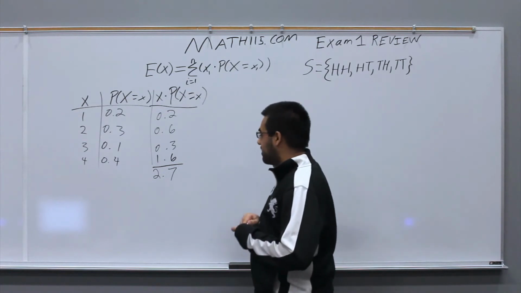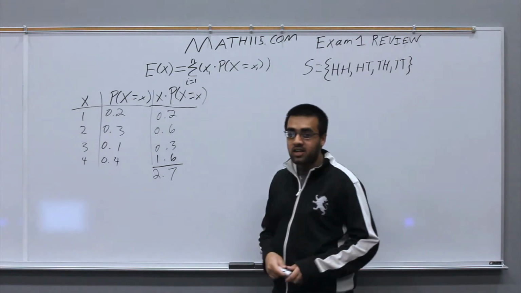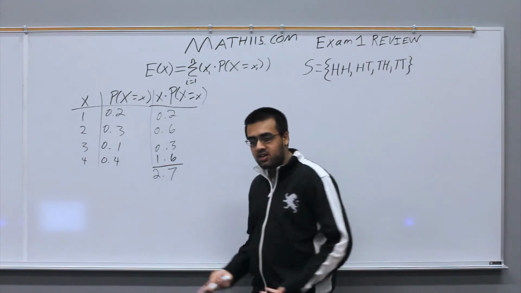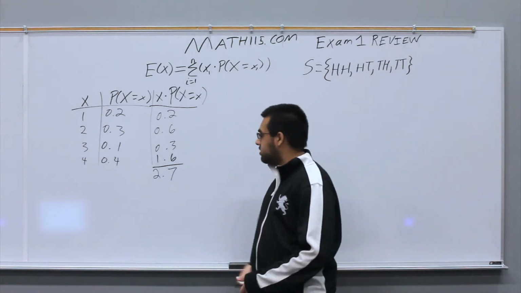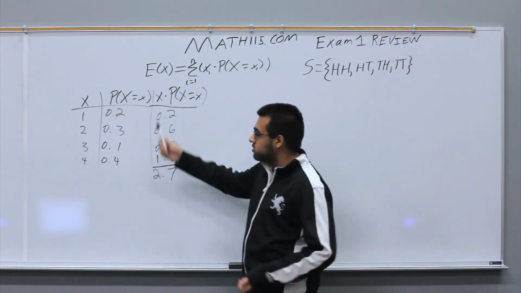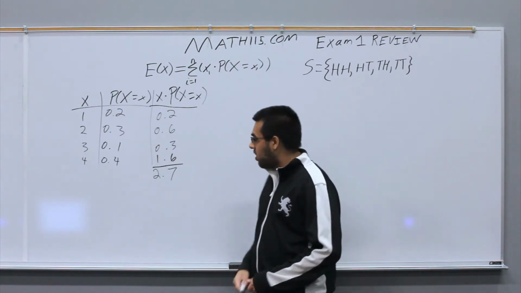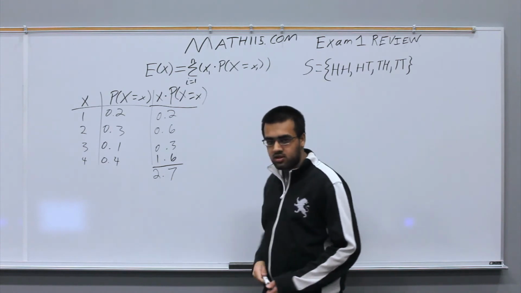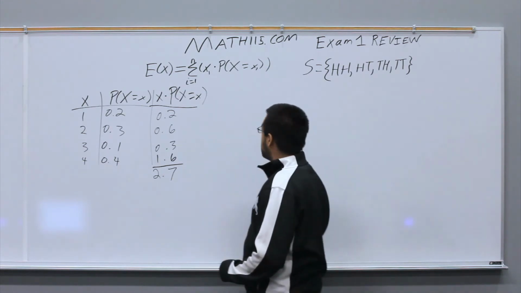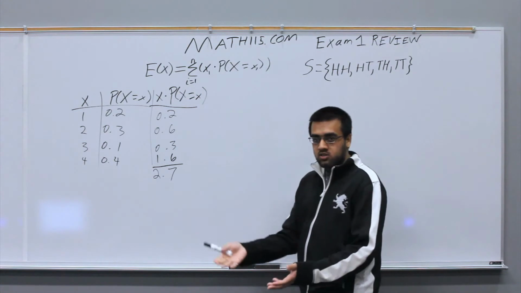But more important than the actual number is the understanding of this number. If you're asked, what is the real world interpretation of this number, you would say, if this experiment was performed many, many times, on average, you can expect to get a result of 2.7 each time you perform this experiment. And that would be the real world interpretation.